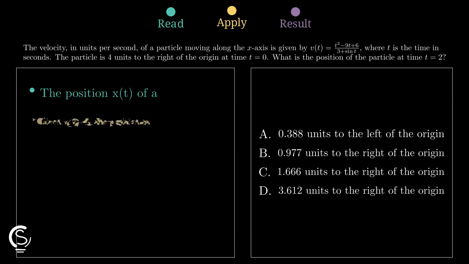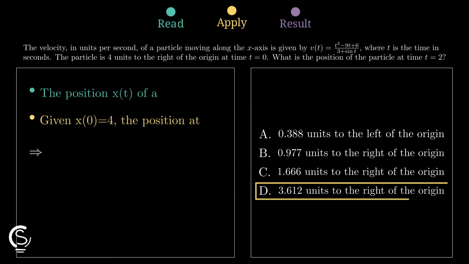Finally, evaluate the integral using your calculator. Adding the initial 4 units gives 3.612, meaning option D is the winner.